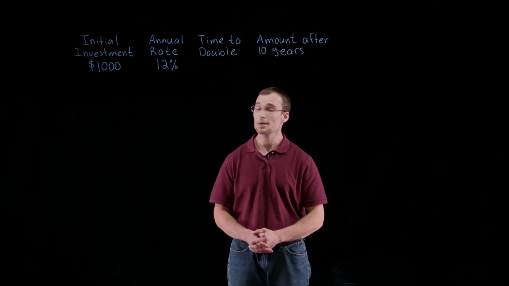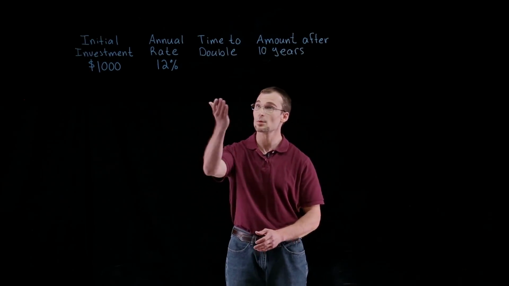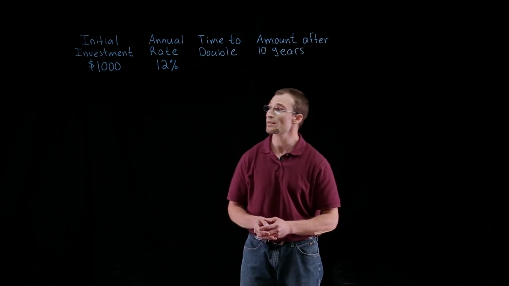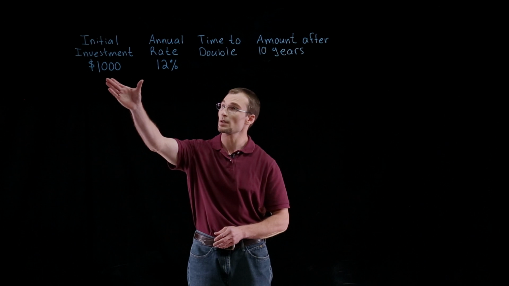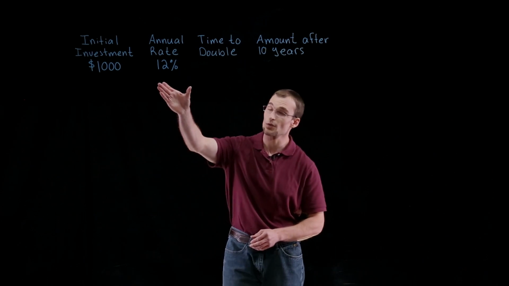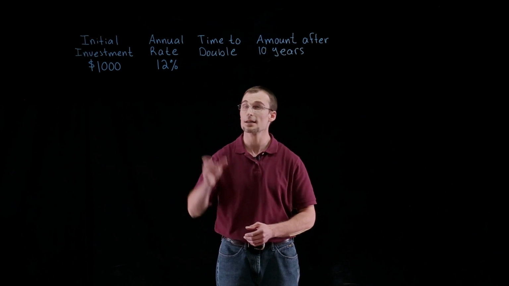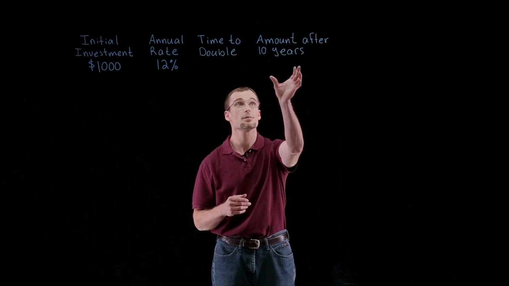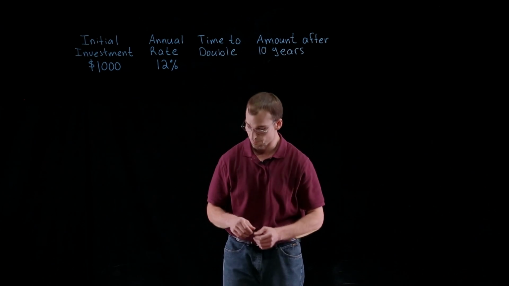In this problem, what we're going to be doing is filling out the table for a savings account where interest is being compounded continuously. What we have to start with is an initial investment amount of $1,000 and an annual interest rate of 12%. And what we want to find is the time to double our initial investment, and the amount that will be in the account after 10 years.